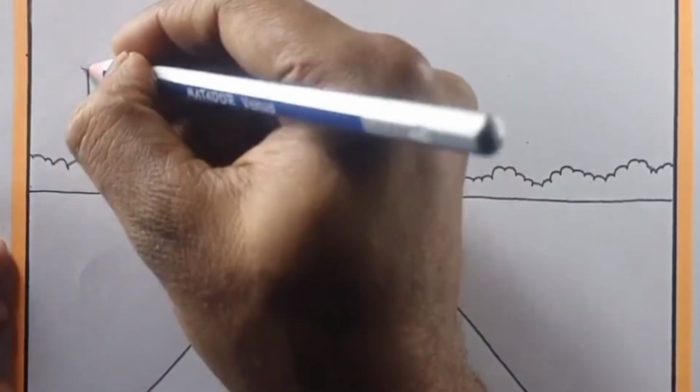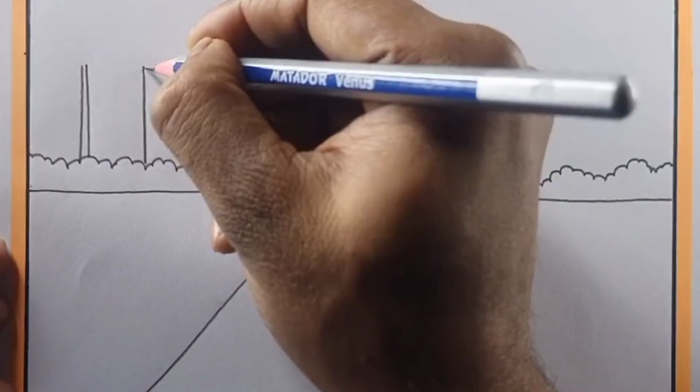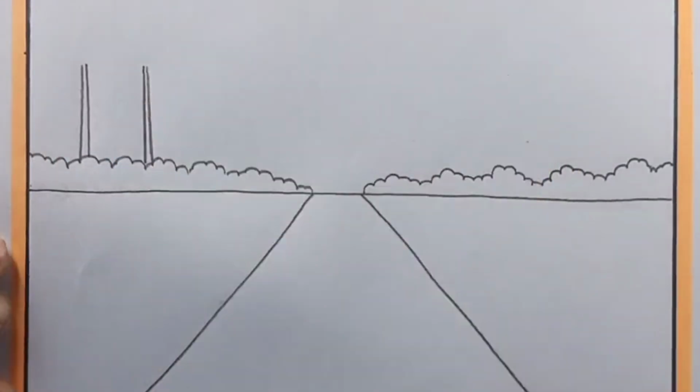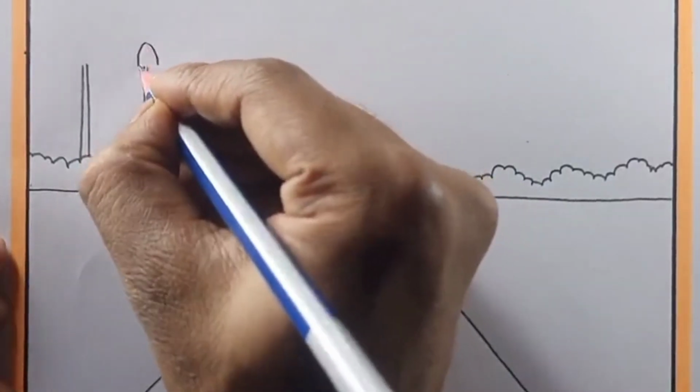Step 1. Start with the horizontal line. Draw a light horizontal line across your paper to represent the horizon. This line will separate the sky from the land.